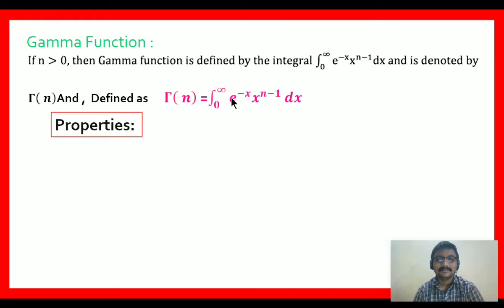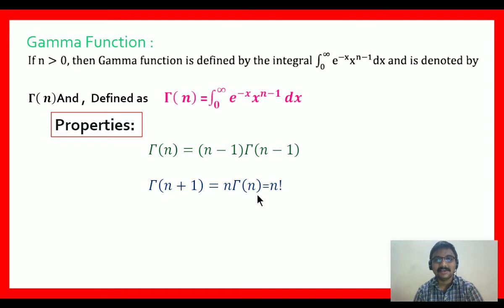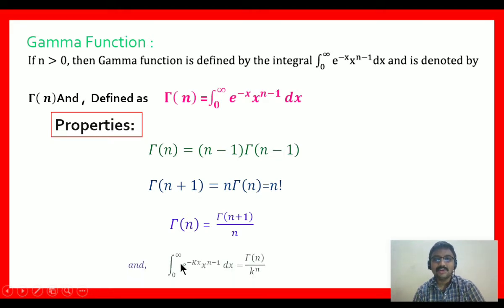Properties: gamma of n is always equal to (n minus 1) times gamma of (n minus 1). Gamma of n plus 1 is n gamma of n, which is equal to n factorial. And gamma of n is gamma of (n plus 1) by n, which is obtained just by dividing by n. And the integral from 0 to infinity of e power minus kx times x to the power of n minus 1 dx is gamma of n by k power n.